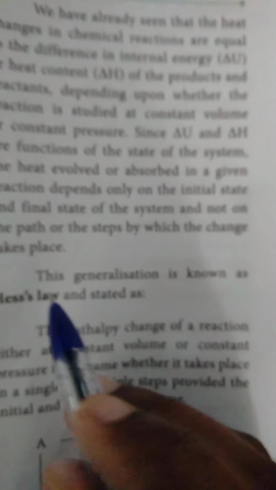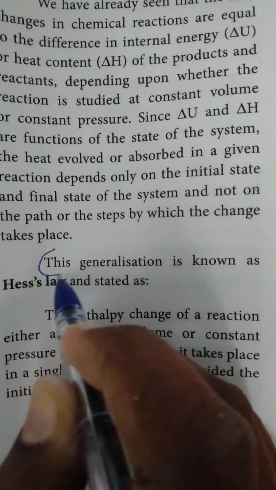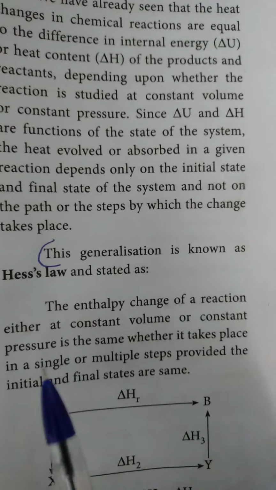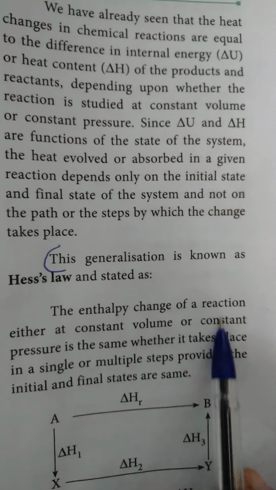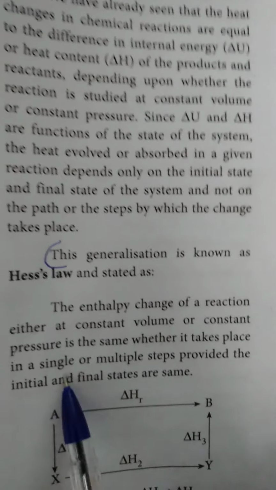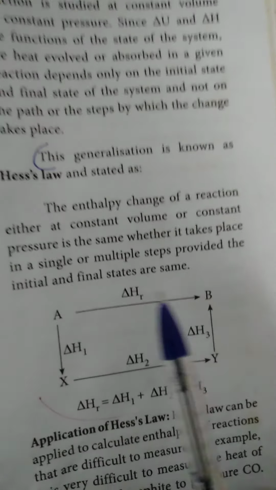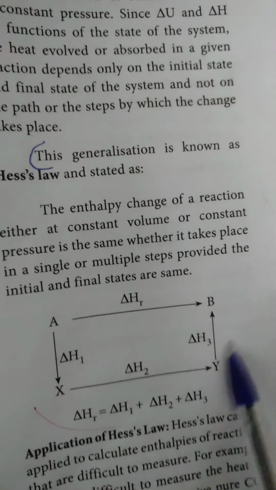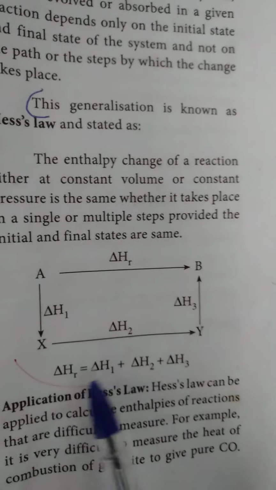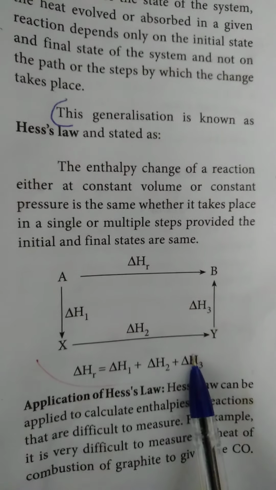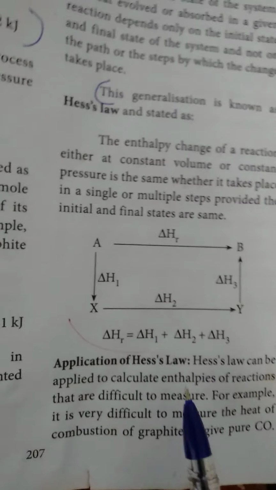Okay, now take page number 207. State Hess's law, note the answer. The enthalpy change of a reaction, either at constant volume or constant pressure, is the same whether it takes place in a single step or multiple steps, provided the initial and final states are the same. So you can write delta H R is equal to delta H1 plus delta H2 plus delta H3.